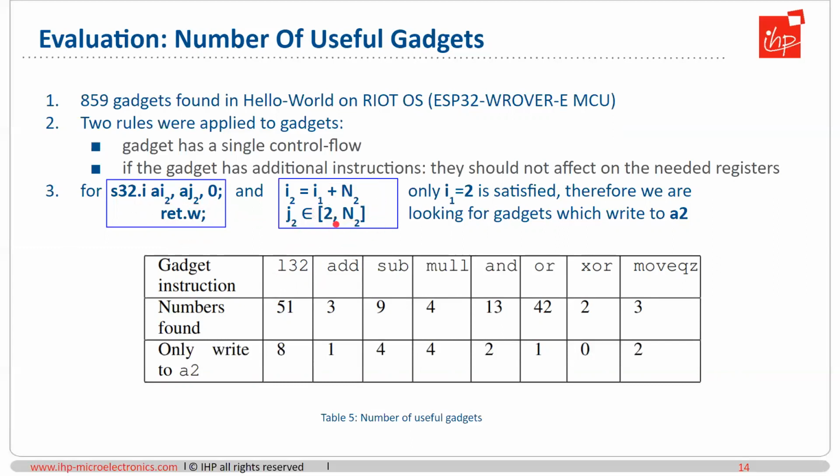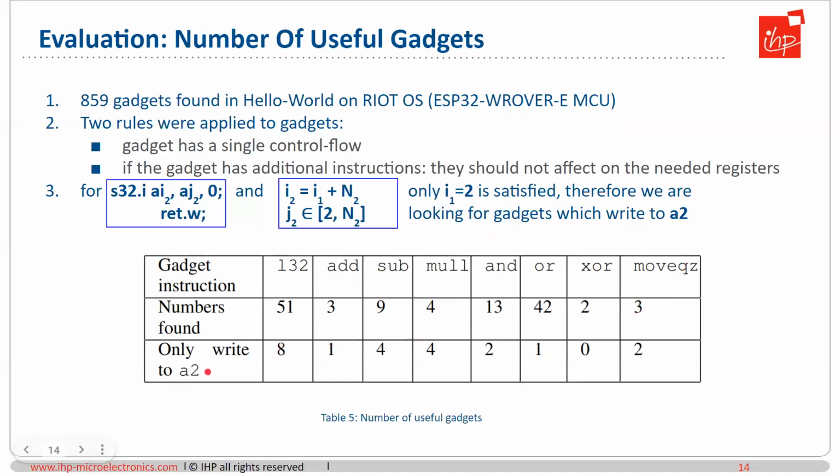In our example, we found only those with the index equal to 2. So I1 equals 2. It means that we are looking only for gadgets which are writing to the register A2. So we found out that we are using the index 2, so we need accordingly register A2.